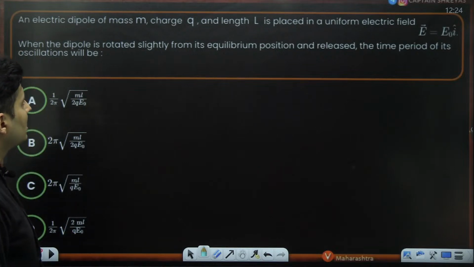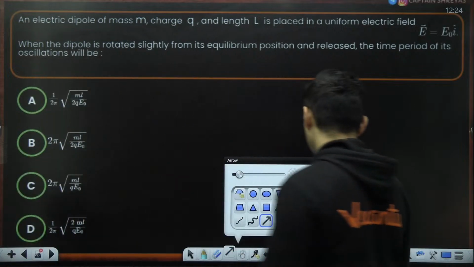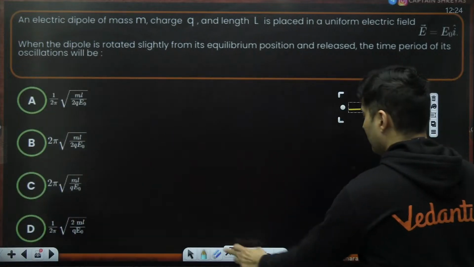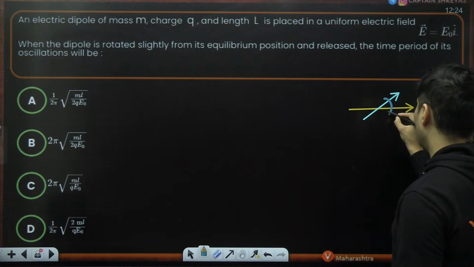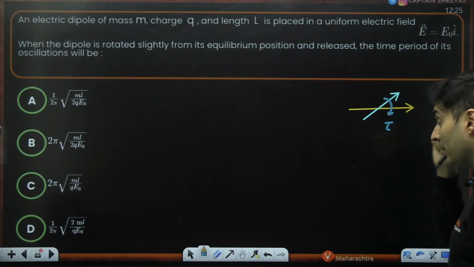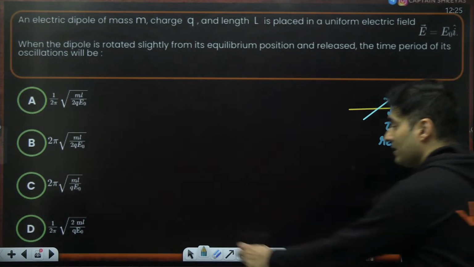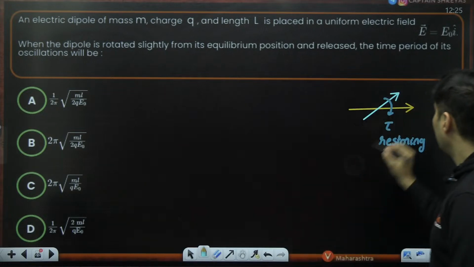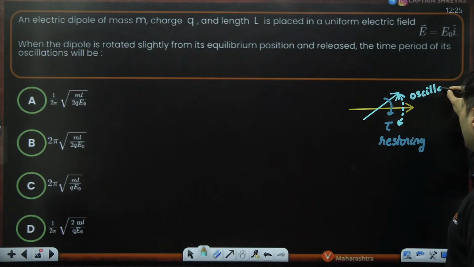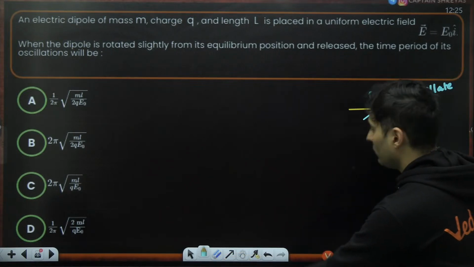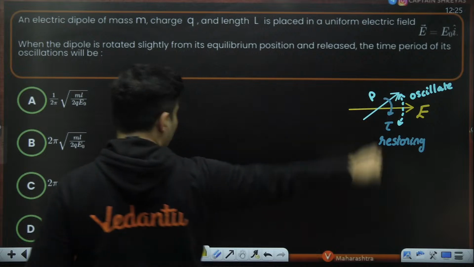There is a dipole, charge q, length L, in an electric field. The dipole is rotated. Find the time period. Oh, this is a nice question. There is an electric field, there is a dipole, and obviously there will be a torque acting on that dipole. That torque will be restoring in nature, and because of that, the dipole will oscillate in that external electric field, and you have to find the time period of oscillation.